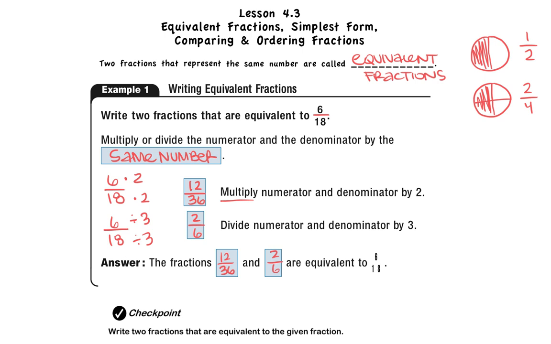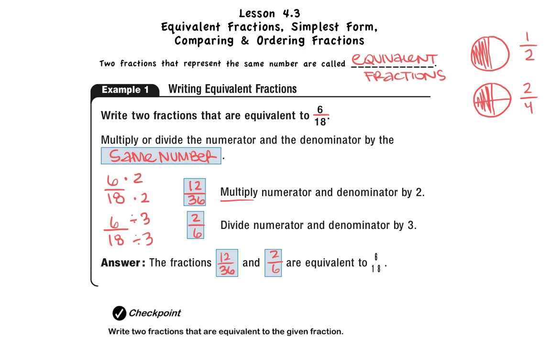Now, what you should be thinking is there are definitely more equivalent fractions. We could have divided the top and bottom by 6. We could have divided the top and bottom by 2, and those would have all given us equivalent fractions as well. We also could have multiplied the top and bottom by different numbers.